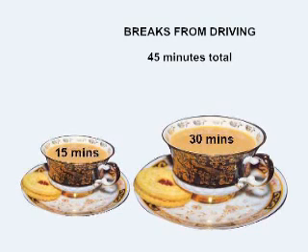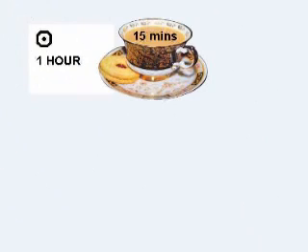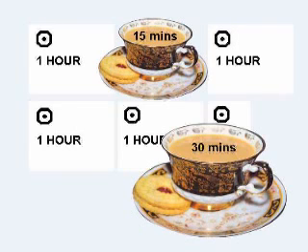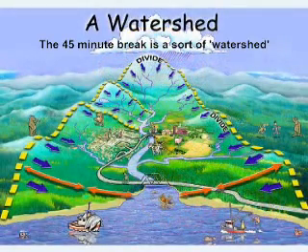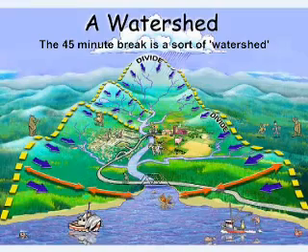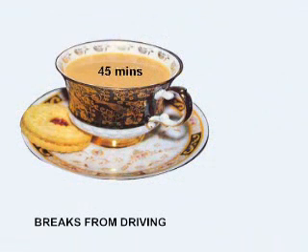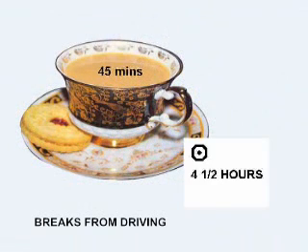Here are a couple of examples. Drive 1 hour and then take 15 minutes break. Drive another 3.5 hours to make up the 4.5 hours. Then take the remaining 30 minutes. The 45 minute break is a sort of watershed. After 45 minutes break, you can start another 4.5 hour driving bout.